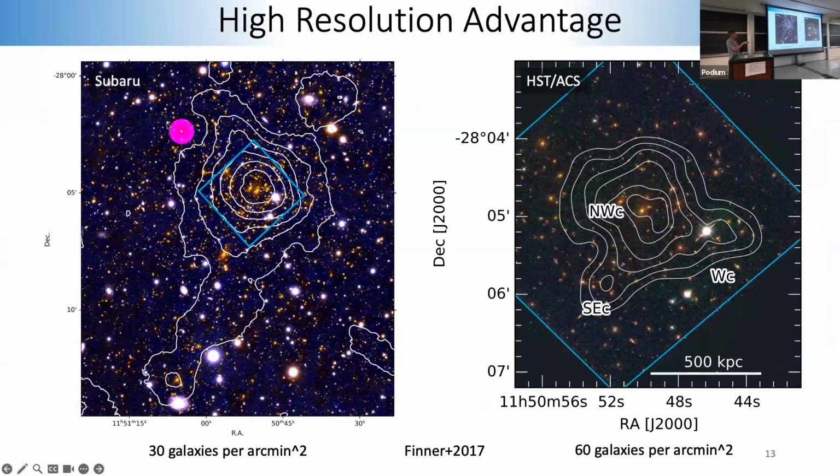Here's that same mass map with the Subaru data. And what I'm going to show you here is if we use Hubble, this blue outline of the ACS footprint, we can get about 60 galaxies per arcminute squared. So we've doubled the number of galaxies usable for weak lensing. And with that, we're able to discern substructures in the core of the cluster, this region here, that were missed with Subaru because of the resolution we could achieve.